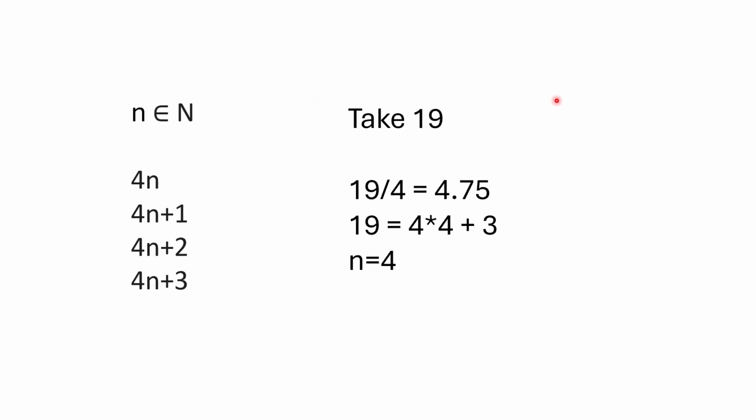Or let's take 19. 19 divided by 4 is 4.75, right? If we take n to be 4, right? 4 multiplied by 4 equals 16. So we also need to add 3 to it. So we get 19. So we can also express 19 too. And basically, as I said, we can express every positive number in this format.